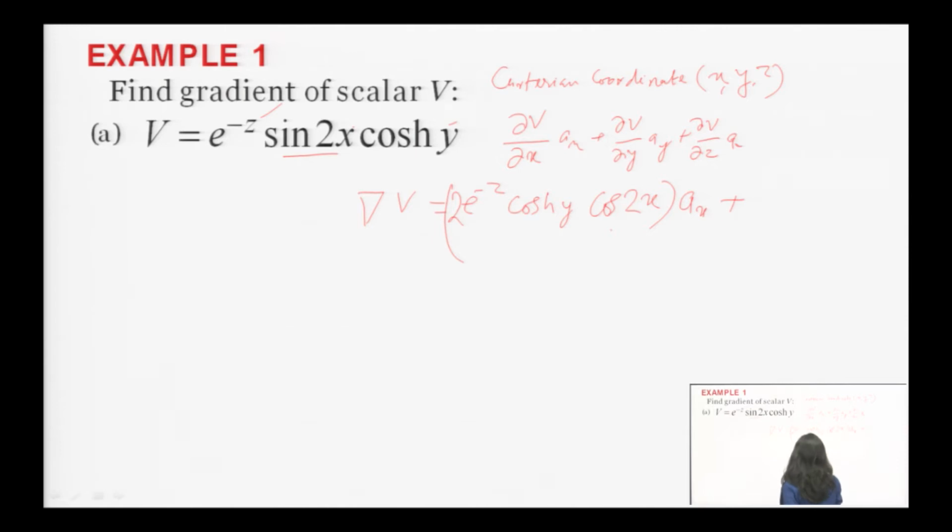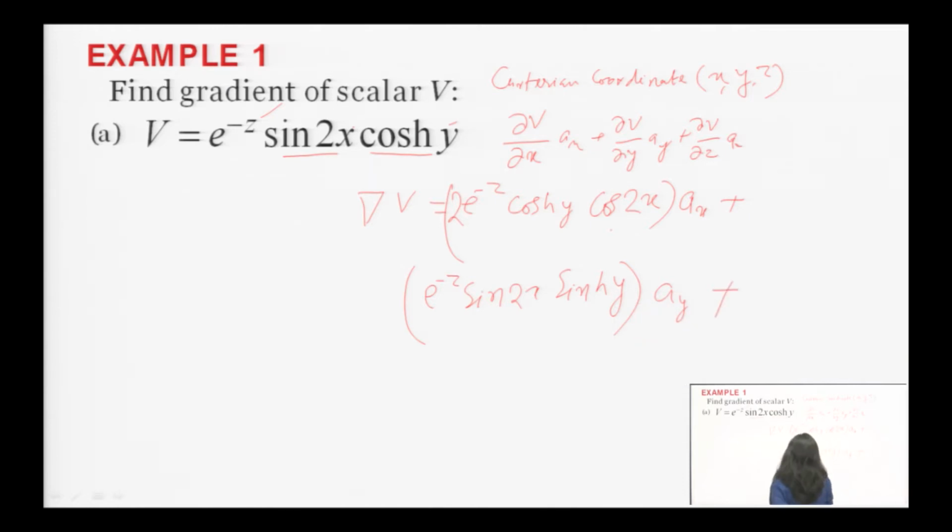Plus, now we need to differentiate the scalar quantity V with respect to y. In this case all the quantities except y will act as constant quantities. Here this term is having y, other than this these two terms will act as constant quantities. So this is e to the power minus z sin 2x. However, the differentiation of cosh y is nothing but sinh y, and this will be multiplied with ay.